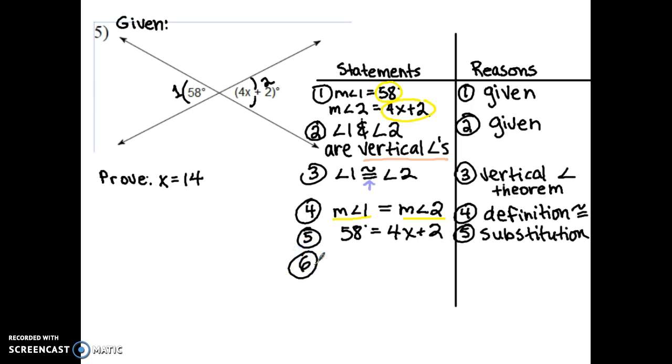Now I know I have to subtract 2 from both sides. So 56 equals 4x. I'm going to do a division. So 14 equals x.